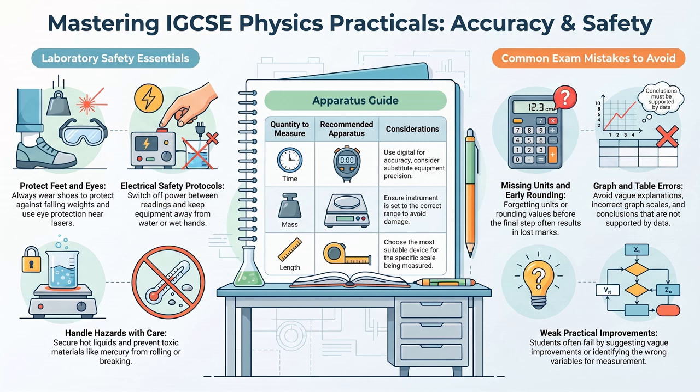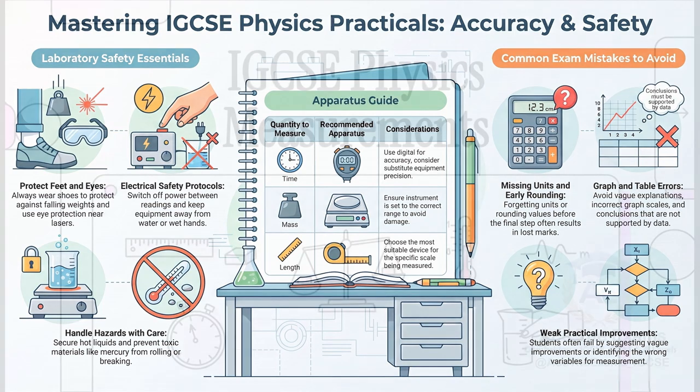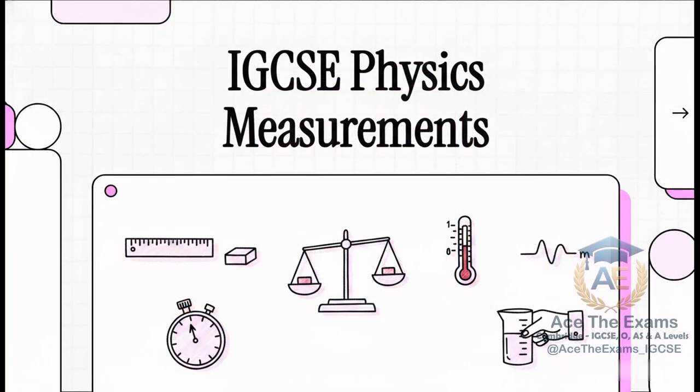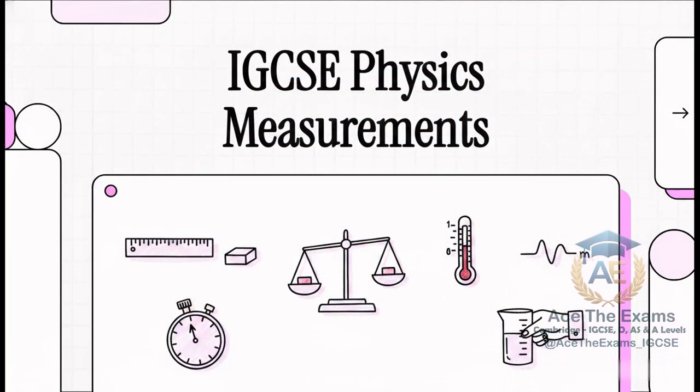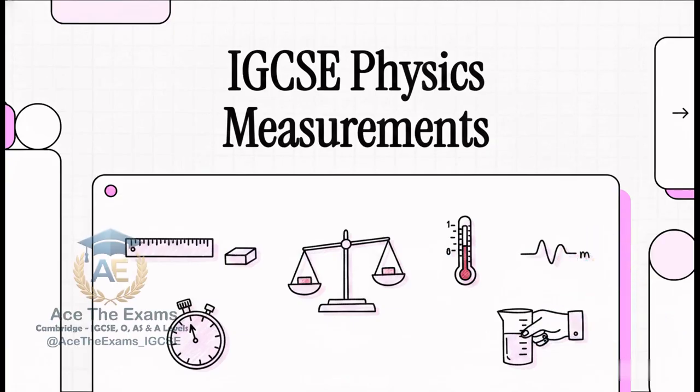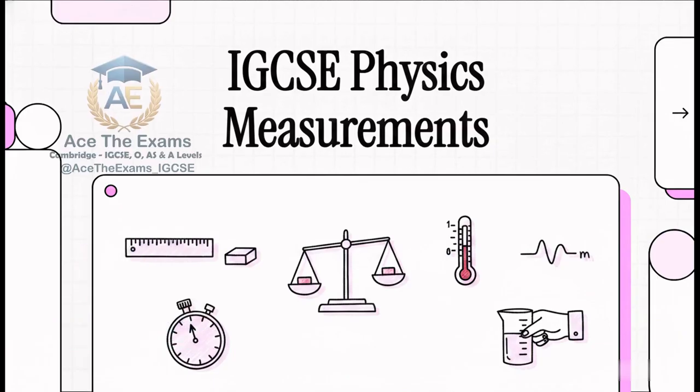You've mastered nuclear physics. You've nailed electromagnetism. But guess what? None of that matters if you're throwing away easy marks on the very first page of your Cambridge IGCSE Physics 0625 exam. Today, we're rescuing those foundational measurement marks before it's too late.